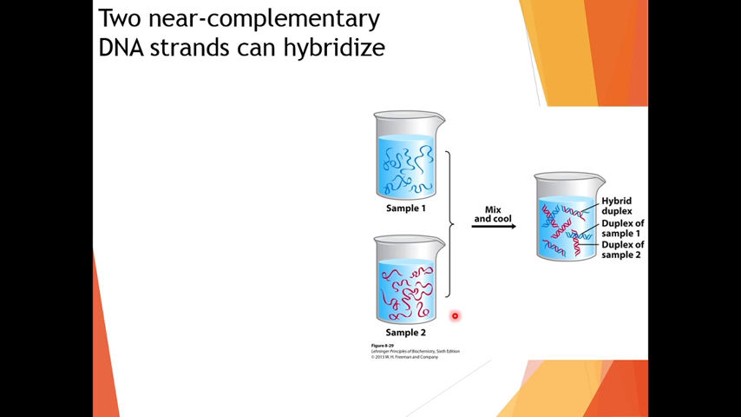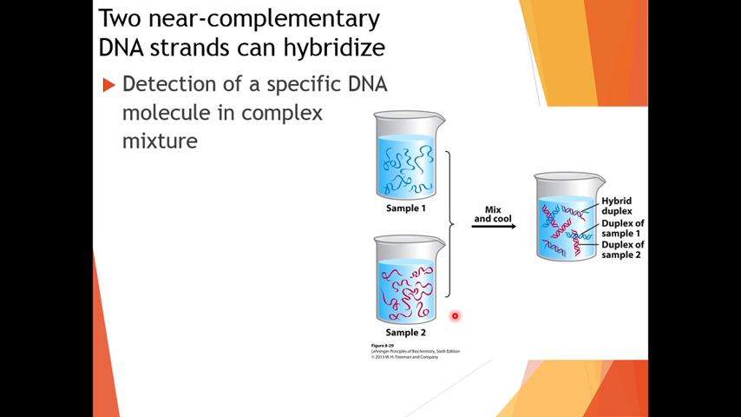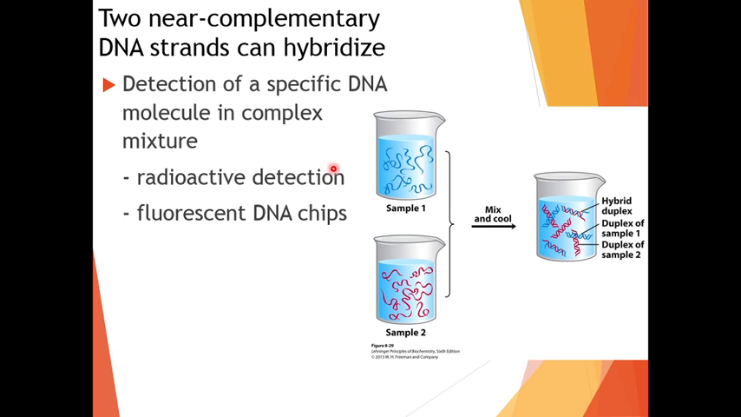This is a very important experiment because this has various different advantages and applications. What are they? This can be used for detection of specific DNA molecules in complex mixtures, such as radioactive detection, fluorescent DNA chips. All of these utilize this technique of DNA hybridization.